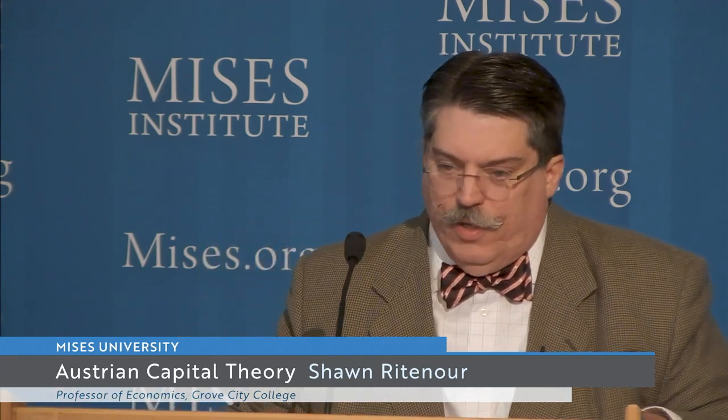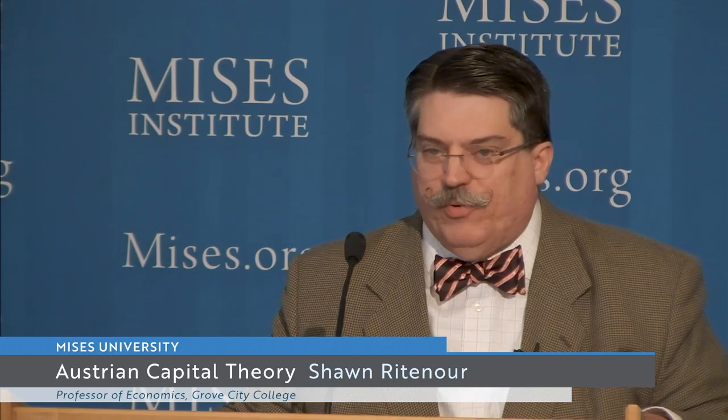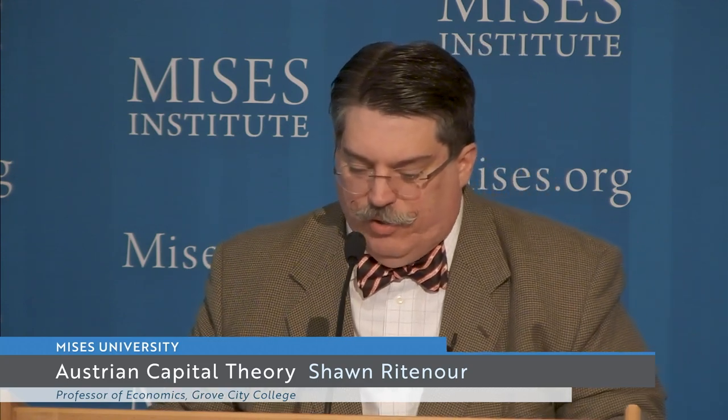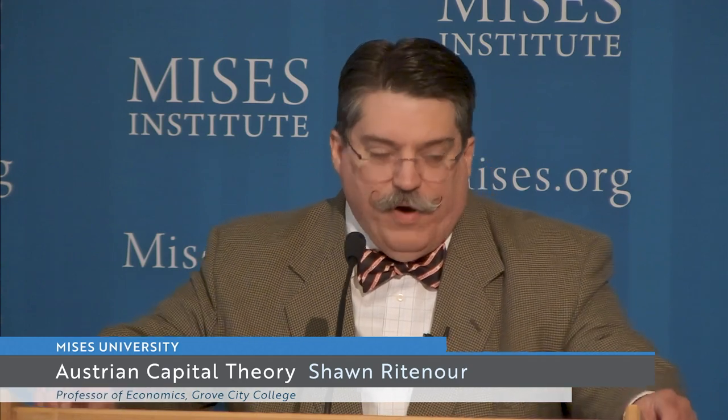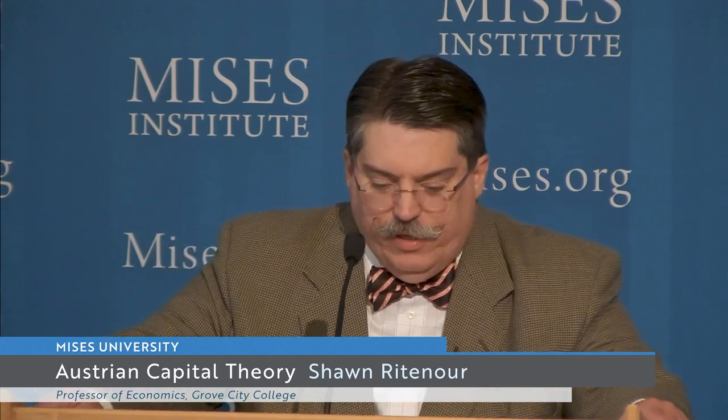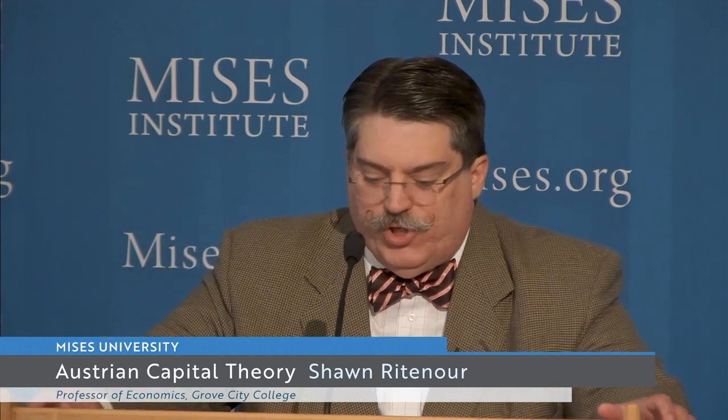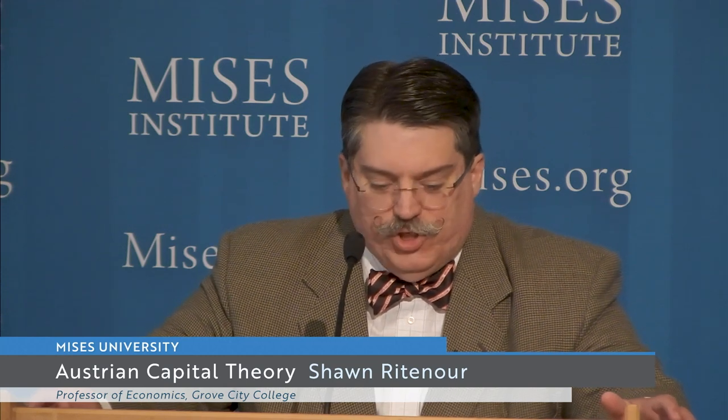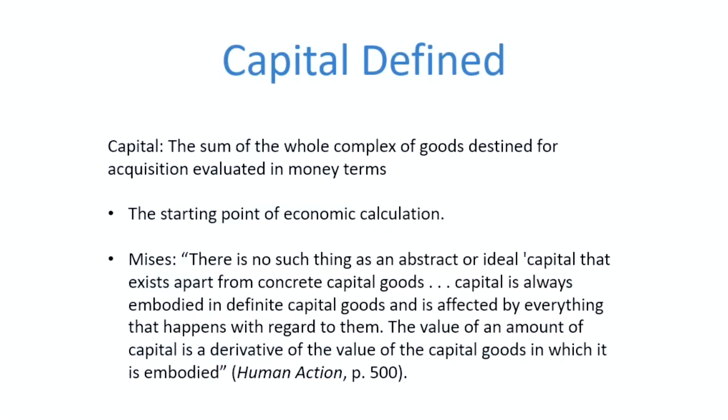And the Austrian capital theory is kind of an interesting animal. We can define capital as the sum of the whole complex of goods destined for acquisition evaluated in money terms. That's the definition given in Human Action by Mises. And this phrase, destined for acquisition, means goods that are used in the production and sale of products. So they'd be producer goods, essentially, assets that are used in production.